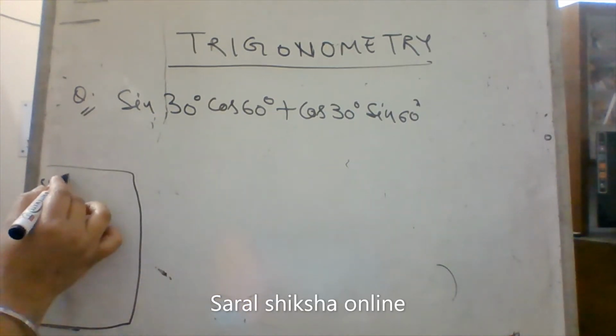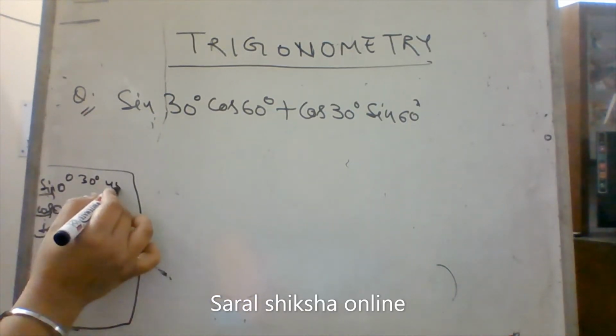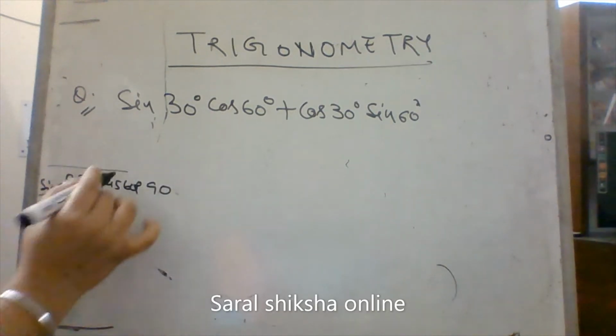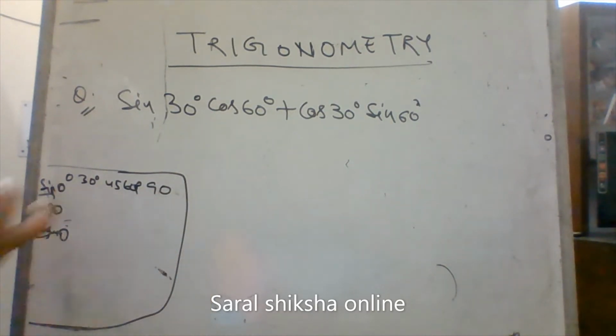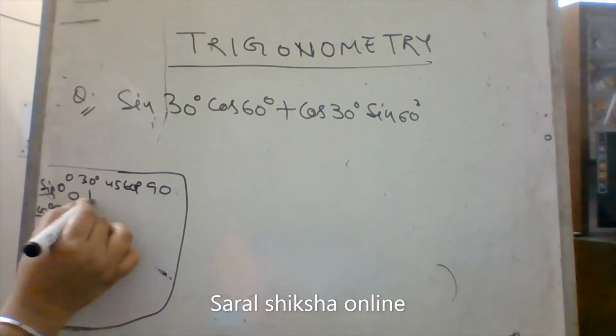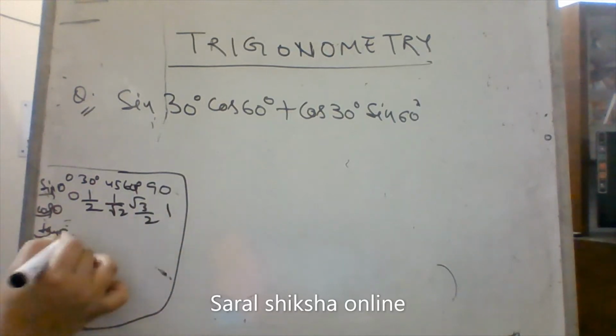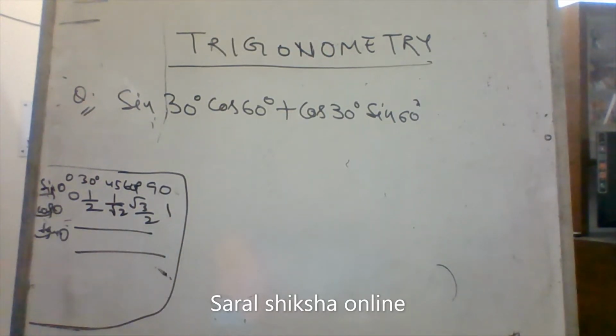Draw the table. So you have 0, 30, 45, 60 and 90. So I have formed a rough column. And now I'll write the values 0, 1 by 2, 1 by root 2, root 3 by 2 and 1. Similarly, I'll write these two rows as well. Fine. Now this rough table will help me in the question.